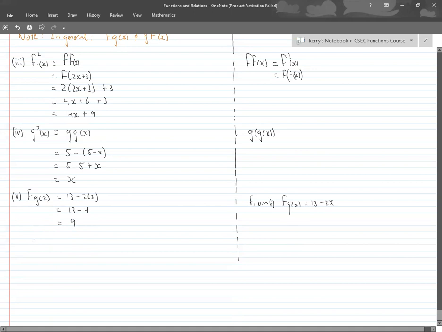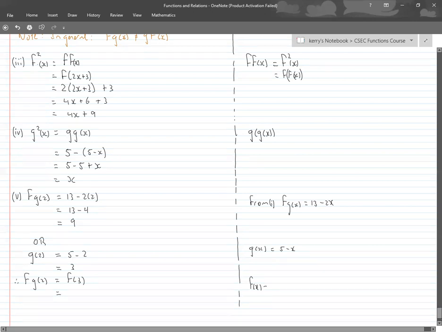Now there's another way to do this. To find f of g of 2, the first thing you could do is find g of 2. So g of 2, if I recall what g of x is, g of x is 5 minus x. So g of 2 will be equal to 5 minus 2, which is 3. So therefore, f of g of 2 is f of 3, because g of 2 is 3. And now if we find f of 3, the function f of x is 2x plus 3.